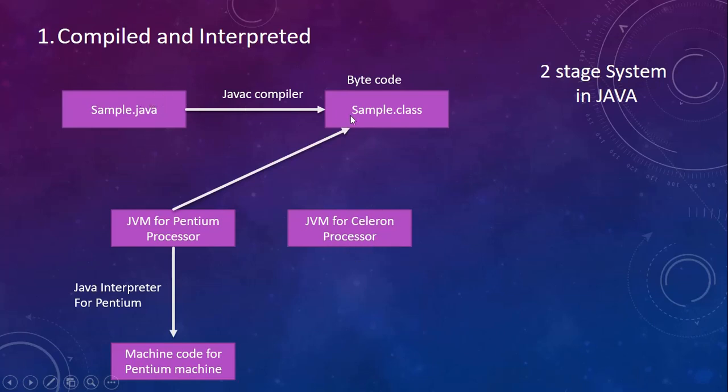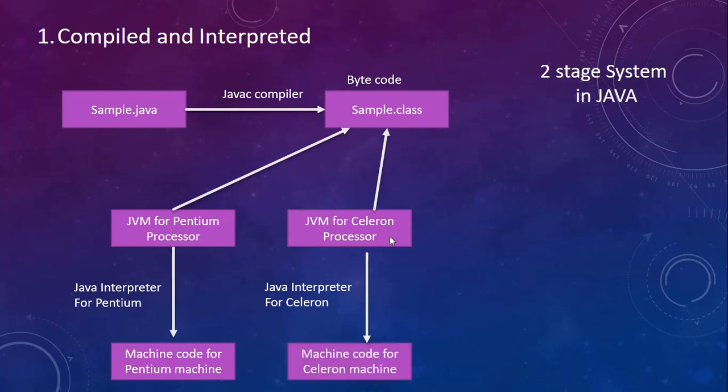The same program now I am trying to execute on the Celeron processor. So the JVM will be native to the Celeron processor. That means the JVM will understand the instruction set. It will be able to convert the instruction into the instruction set known to the Celeron processor only. Again, the JVM for Celeron will access this bytecode, and the Java interpreter in this case will be the Java interpreter for Celeron. It will interpret this bytecode into the machine code that is understood by the Celeron machine.